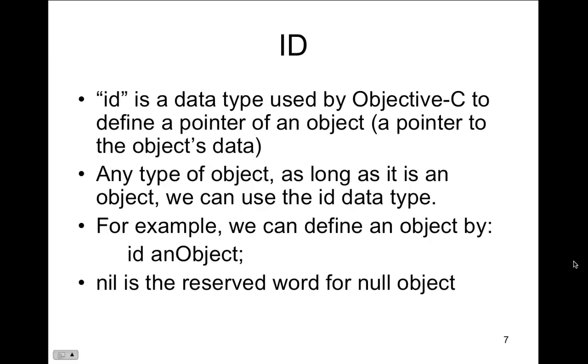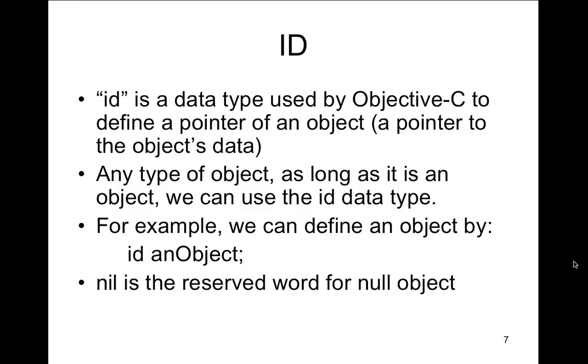Now, we don't have this in C++, but this is the ID. Well, actually, we do, but it's not implemented like this. The ID concept: ID is a data type used by Objective-C to define a pointer of an object, so a pointer to the object's data. Instead, in C++, we have pointers.